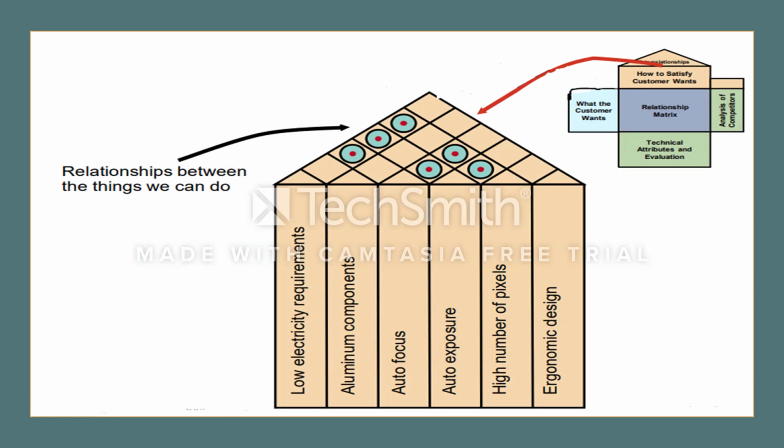Interrelationship shows the relationship between two houses. Low electricity requirements has a high relationship with autofocus. Low electricity requirements has a high relationship with auto exposure. Low electricity requirements has a high relationship with high number of pixels. Autofocus has a high relationship with auto exposure. Autofocus has a high relationship with high number of pixels. Auto exposure has a high relationship with high number of pixels.